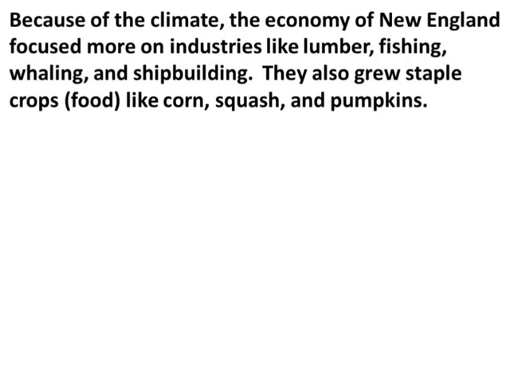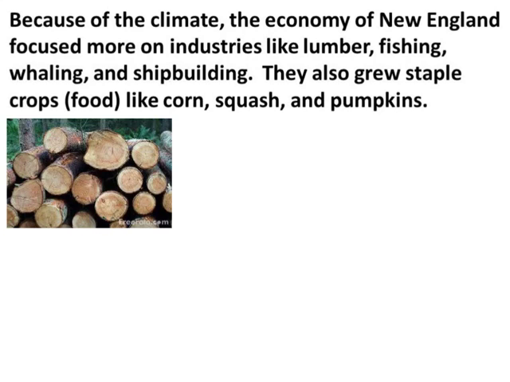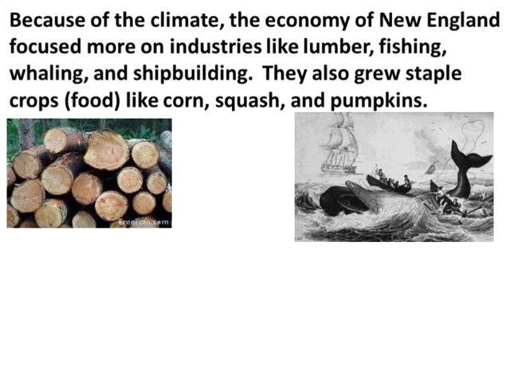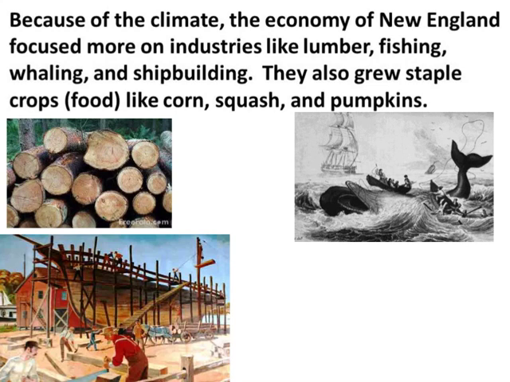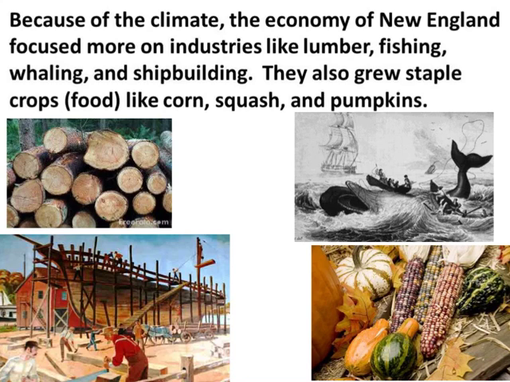Because of the climate, the economy of New England focused more on industries like lumber, fishing and whaling, and even shipbuilding. They also grew staple crops, which is food, like corn, squash, and pumpkins. So again, the economy of the North revolved around lumber, fishing and whaling, and shipbuilding, and they also grew staple crops like corn, squash, and pumpkins.